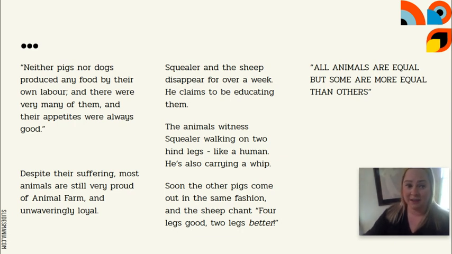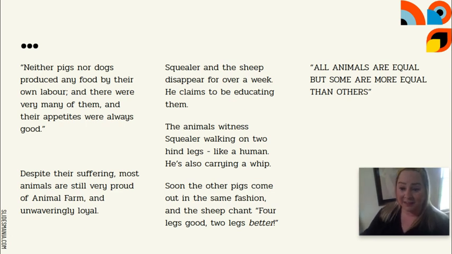It's written that neither pigs nor dogs produced any food by their own labor, and there were very many of them, and their appetites were always very good. So the pigs and the dogs are really becoming more human-like. They're taking without contributing, and they're prospering from the toil, suffering, and labor of the workers.